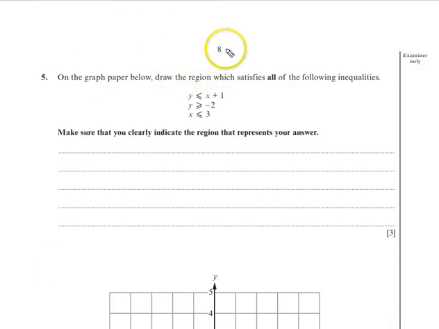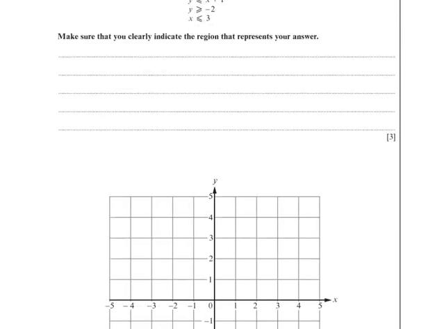Right guys, let's have a look at page 8 now, question 5. It says, on the graph paper below, draw the region which satisfies all of the following inequalities. So we've got y is less than or equal to x plus 1. Y, which is the height really, is greater than or equal to minus 2, and then x is less than or equal to 3. So let's have a look at our axes then.